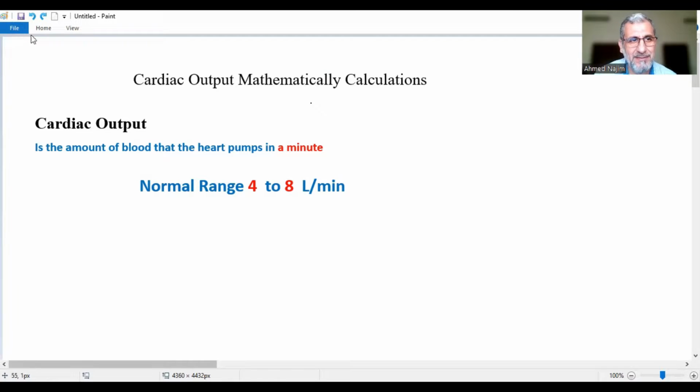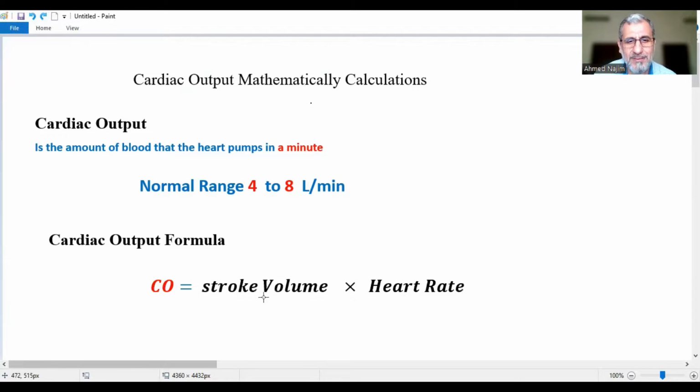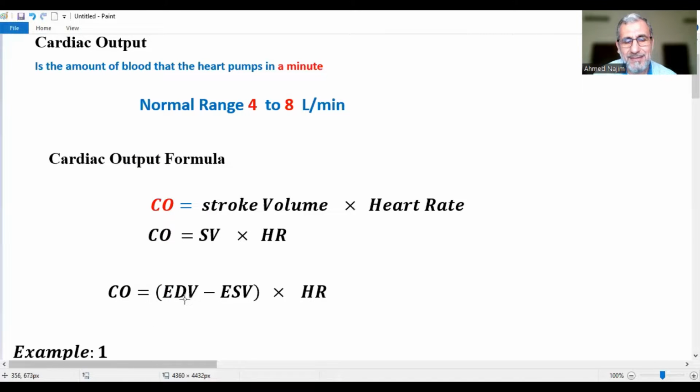Now, how to calculate cardiac output? The formula is cardiac output equals stroke volume times heart rate. Stroke volume depends on preload and afterload. Stroke volume is the end diastolic volume minus the end systolic volume. So cardiac output equals stroke volume times heart rate, where stroke volume is EDV minus ESV. This is the cardiac output formula.